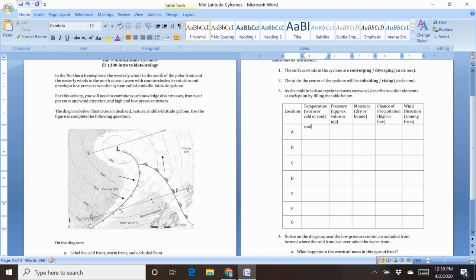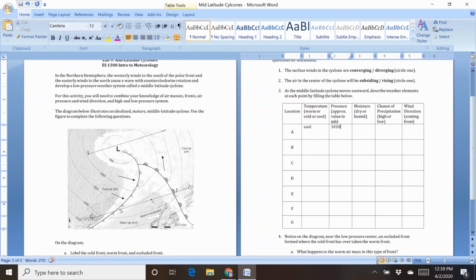So just like when we were doing the isotherms and determining the temperature when we drew those maps in lab at the beginning of the semester, because A is in between 1008 and 1012, we can determine that A is going to be halfway between 1008 and 1012. And so the answer here would be 1010.